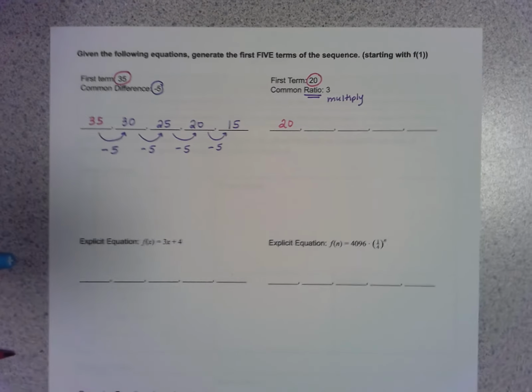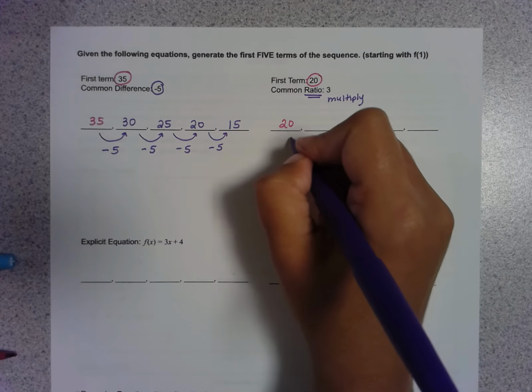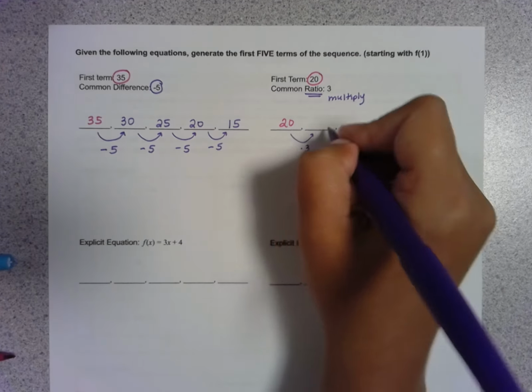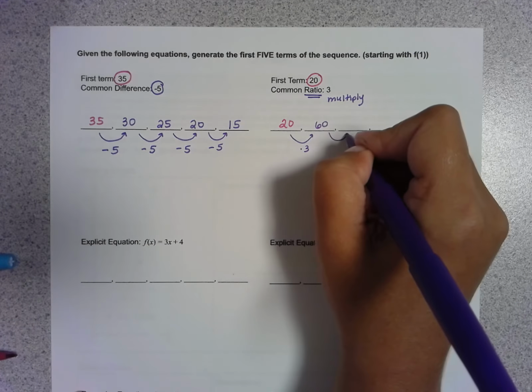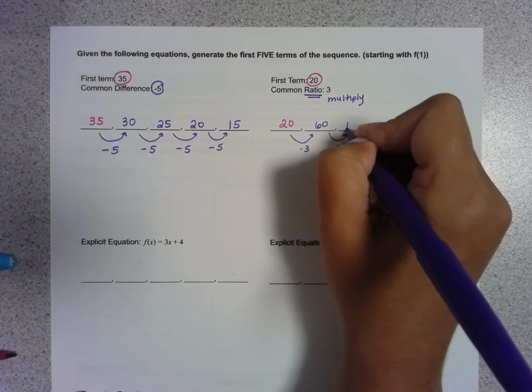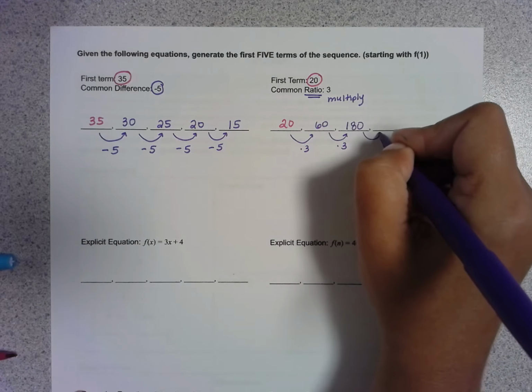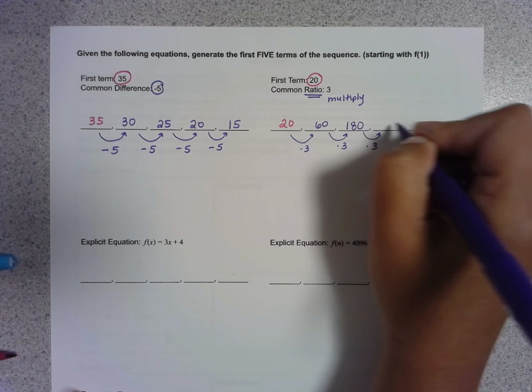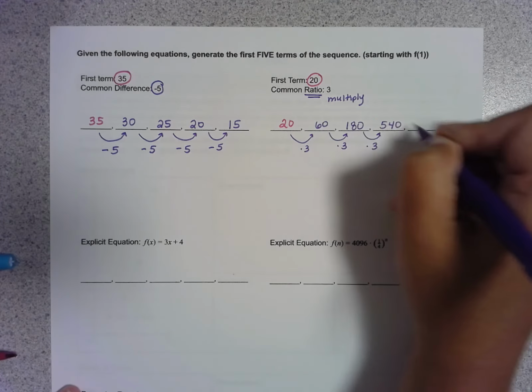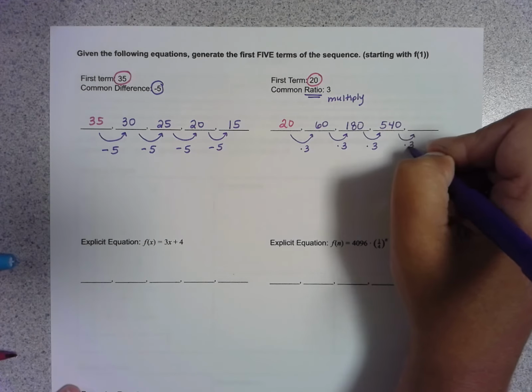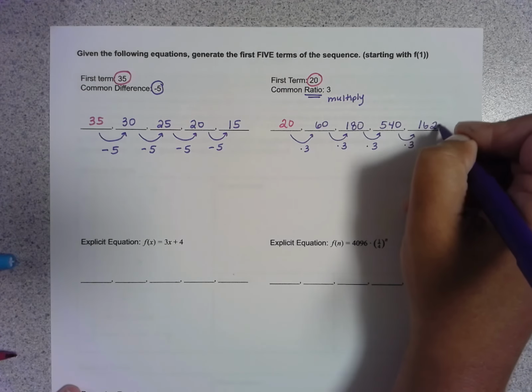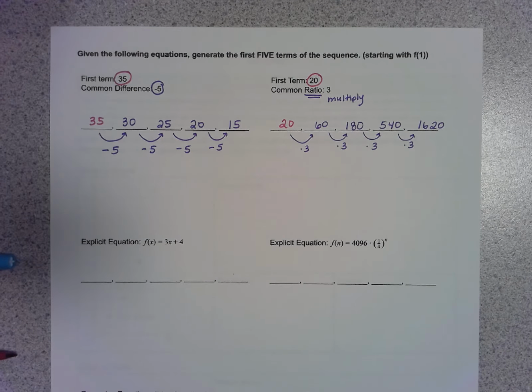So this time, to get to the next term, I would multiply by 3, which would give me 60, and then multiply by 3, which gives me 180, and then multiply by 3, which gives me 540, and then multiply by 3, which gives me 1620.